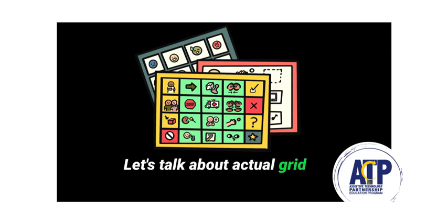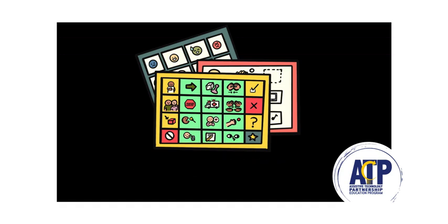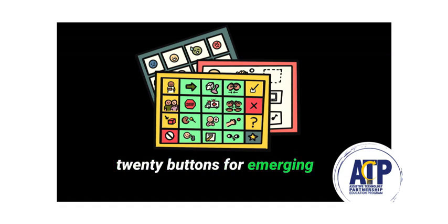Let's talk about actual grid sizes for a second, because there's a real range out there. 2 to 9 buttons is typically for significant visual or motor limitations. Large targets, but very limited vocabulary. Then you've got 12 to 20 buttons for emerging access skills, 30 to 45 for many beginning communicators, and 60 to 84 or more for users with adequate vision and motor skills.